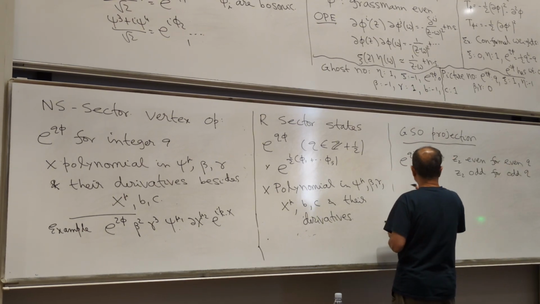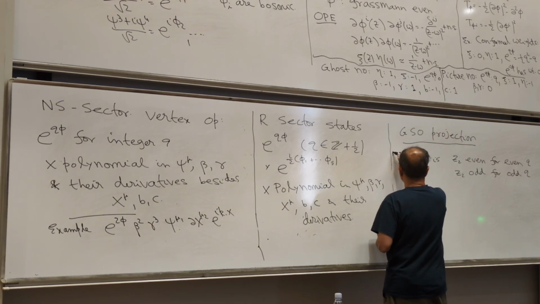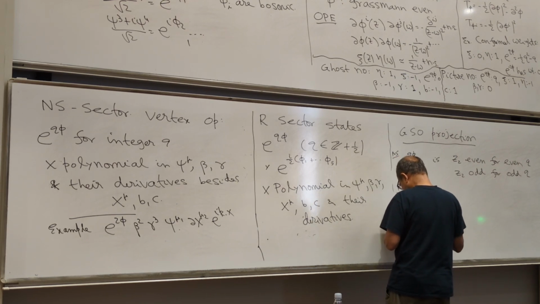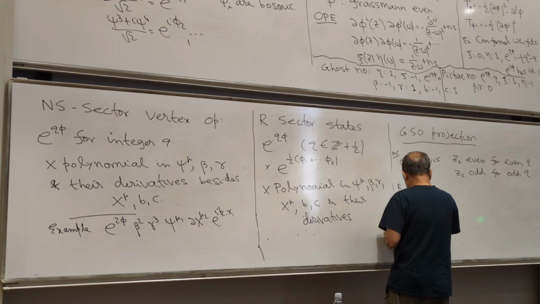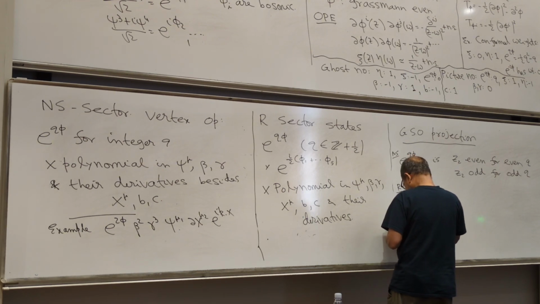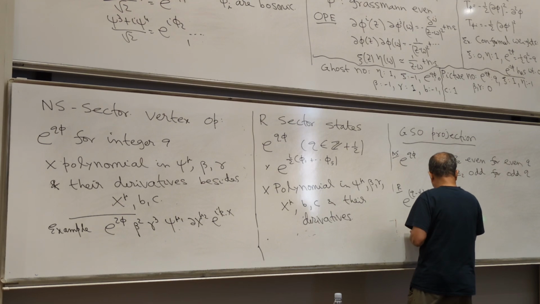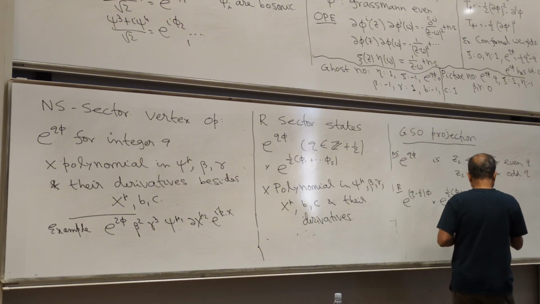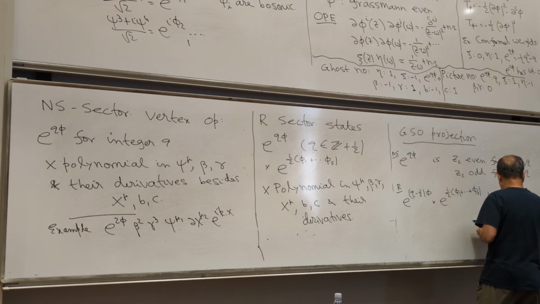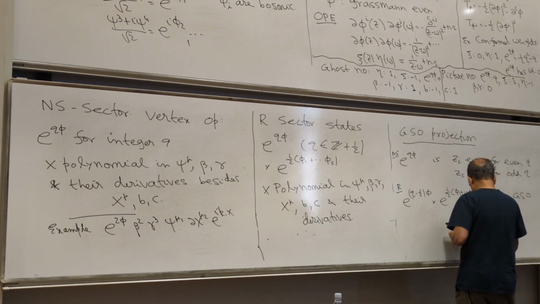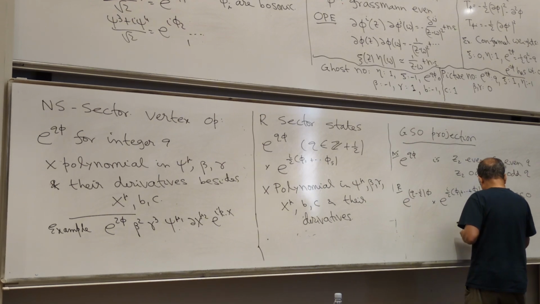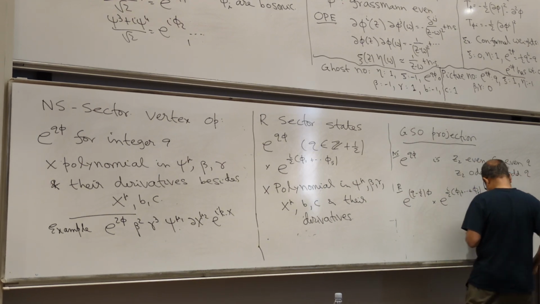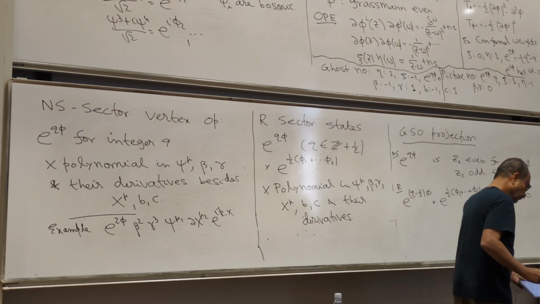And see, this is an NS sector. In the Ramond sector, e to the q minus half phi times e to the i by 2 phi 1 plus phi 5 has GSO parity minus 1 to the q for integer q.